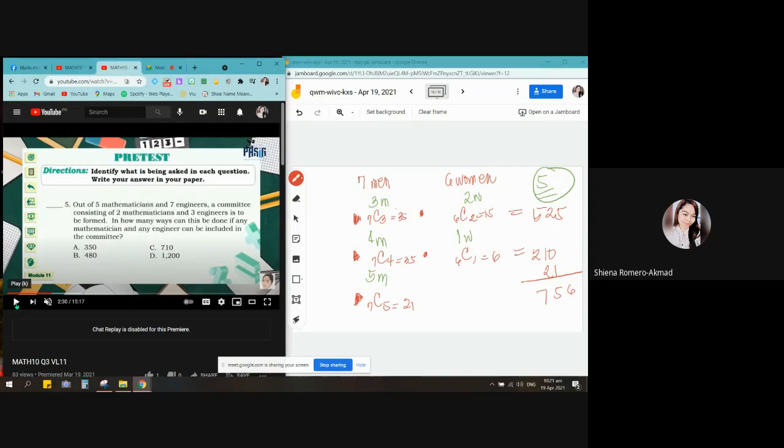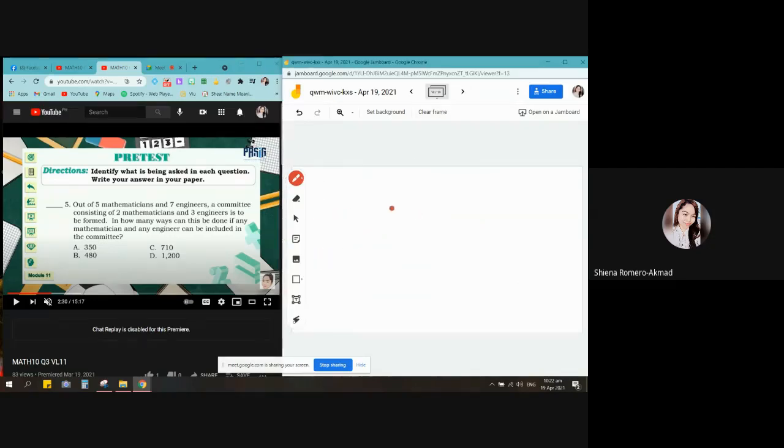How about for number 5? Out of 5 mathematicians and 7 engineers, a committee consists of 2 mathematicians and 3 engineers is to be formed. In how many ways can this be done? So there are 5 mathematicians. So for mathematicians, ang N natin ay 5, ang R natin ay 2. For the engineers we will have N is 7 and R is 3. So, i-multiply lang natin yun, ano? We'll have combination of 5 taken 2 times combination of 7 taken 3. So, what will be our answer?